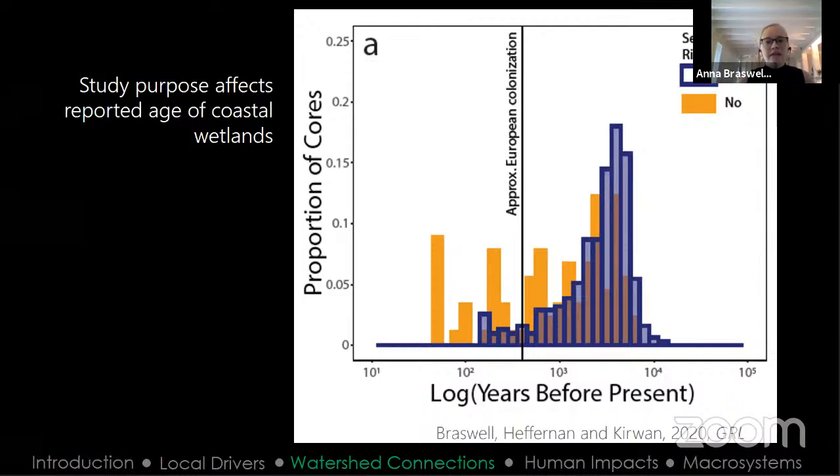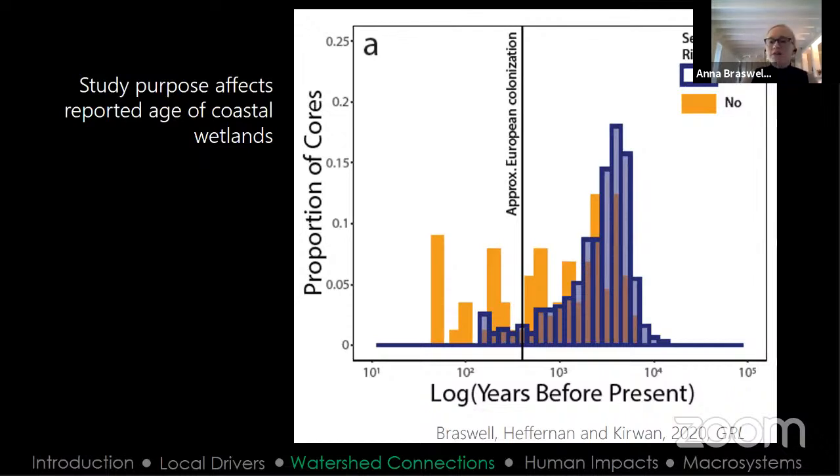Sea level rise studies go to pretty stable marshes. They collect long cores to get at multiple states of sea level rise over the past. So they're really getting these old long cores from older marshes. And we see that with the distribution here, corresponding to an older mode associated with the stabilization of the rate of sea level rise.